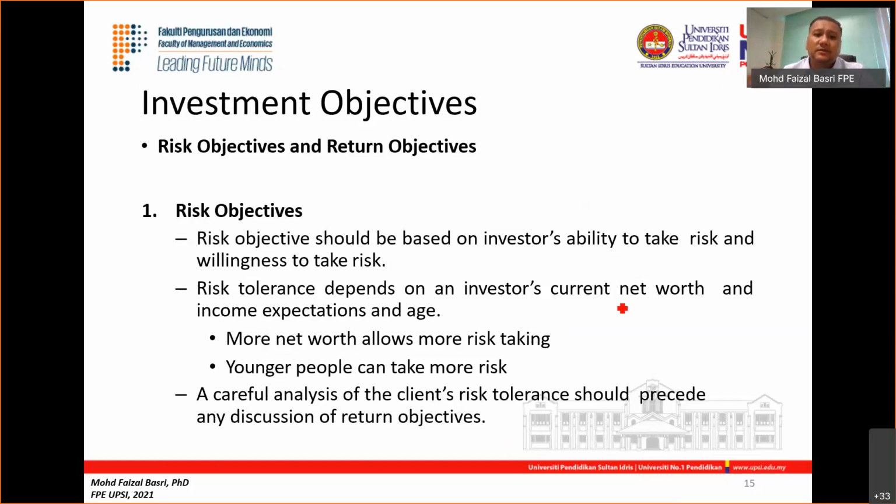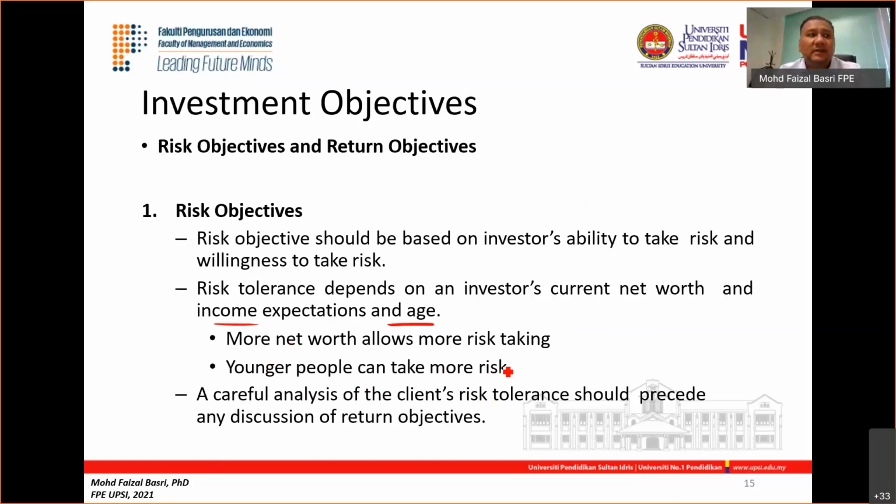So objective, as I said tadi, this is risk objectives. Okay, risk objectives. So everyone will have different level of risk. Okay, selalunya dia akan associate dengan age juga. Okay, age and also income. So usually the younger generations are more willing to take risk as compared to the older generation. So again, memang it's norms, good, normal kan.